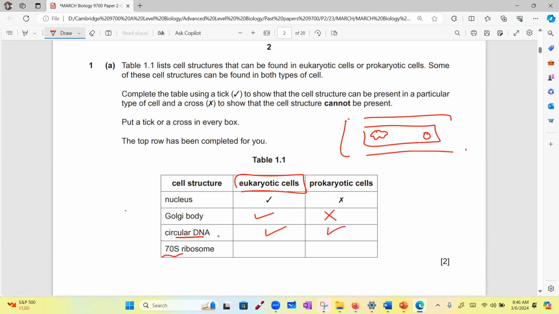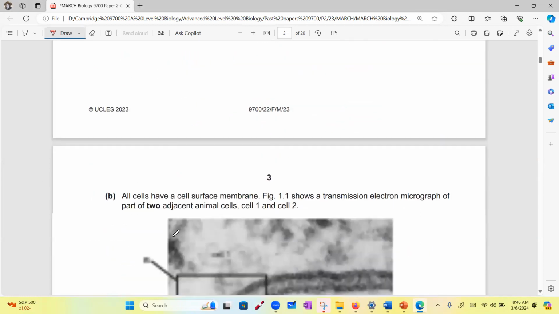Now the 70S ribosomes, these are the ribosomes that are smaller in size. In the eukaryotes, these 70S ribosomes, where are they located, Farouk? In the mitochondria or chloroplast, in the case of plants. In prokaryotes, of course, ribosomes are the only organelle actually present. So this is an easy question to start with.